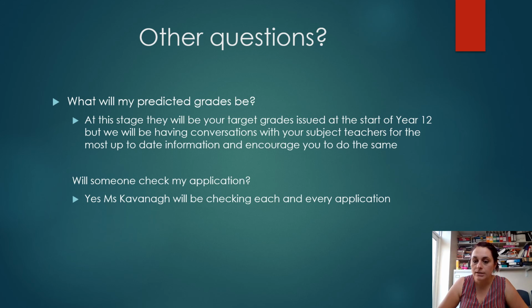We know that the universities will be looking at GCSE achievement to make their offers, because that is the only kind of formal assessment you have at this stage due to the COVID situation. So your target grades are aspirational target grades based on your historic GCSE achievement, and they, I think, are a very fine and apt reflection of your ability. But we will also be having conversations with your subject teachers for the most up-to-date information, and we also encourage you to do the same.